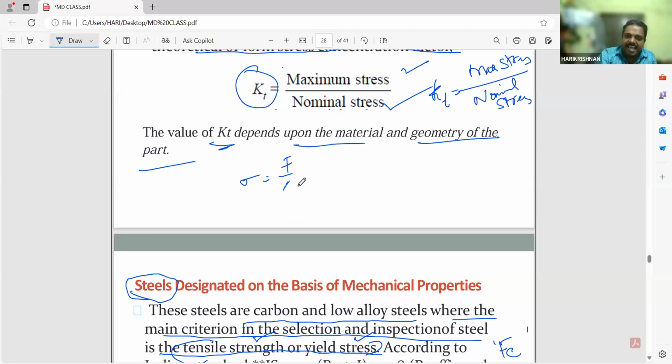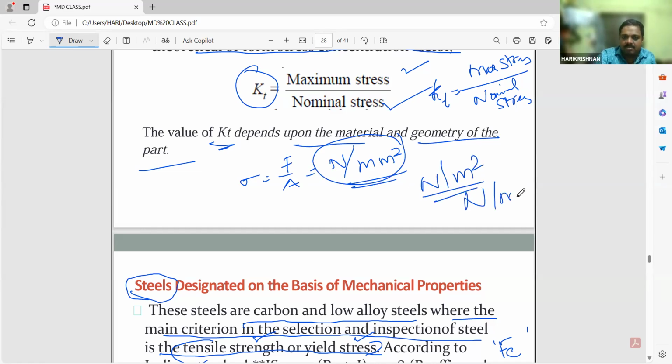Load by area. What is the unit of load? Newton. Okay, area can be represented as mm square. That is why it is known as Newton per mm square. In some textbooks, it will be Newton per meter square, but generally what we say is on the basis of Newton per mm square. Is it clear? The unit of force is Newton and area is meter square or mm square. Okay, that is why it is designated like that.